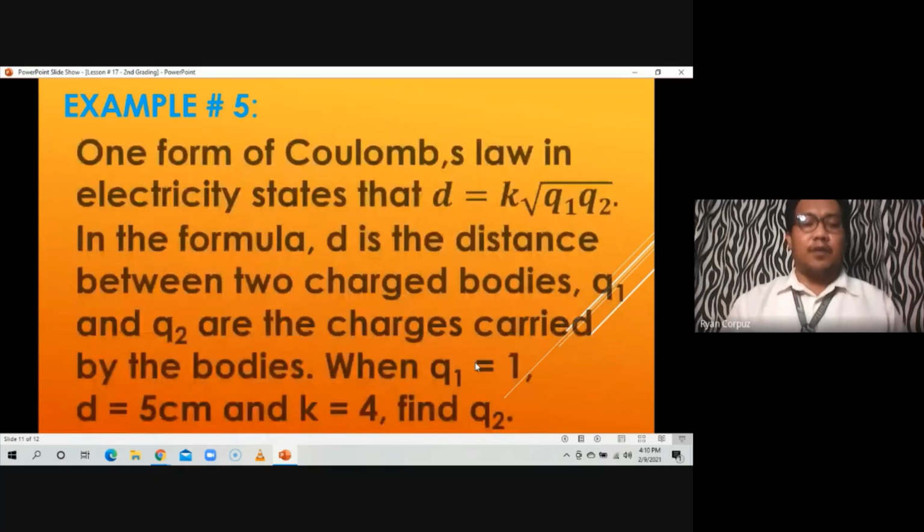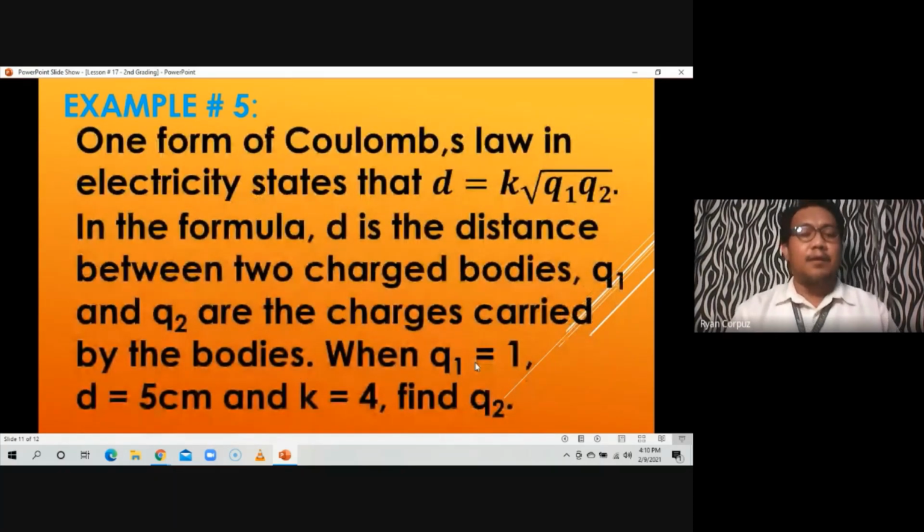Example number 5. So let me read again problem number 5. One form of Coulomb's law in electricity states that D is equal to K square root of Q sub 1 times Q sub 2. In the formula, D is the distance between two charged bodies, Q sub 1 and Q sub 2 are the charges carried by the bodies.